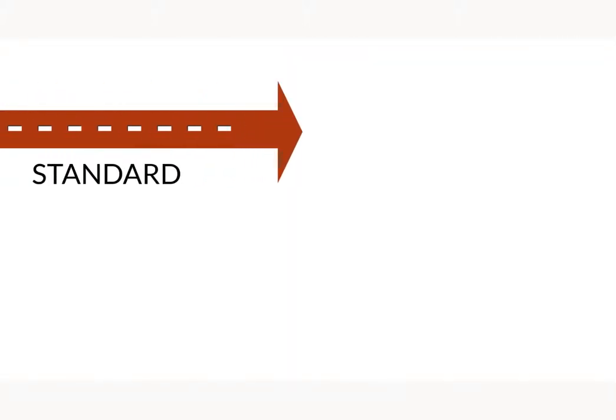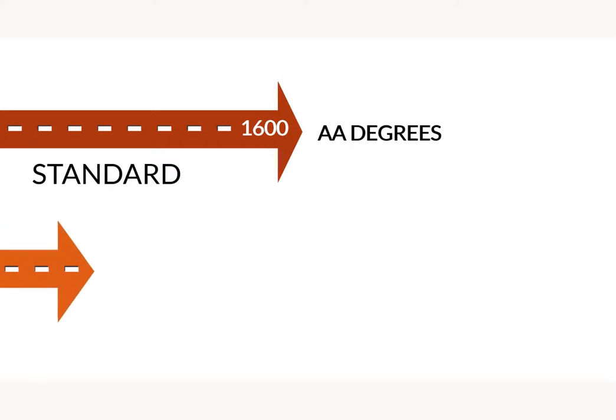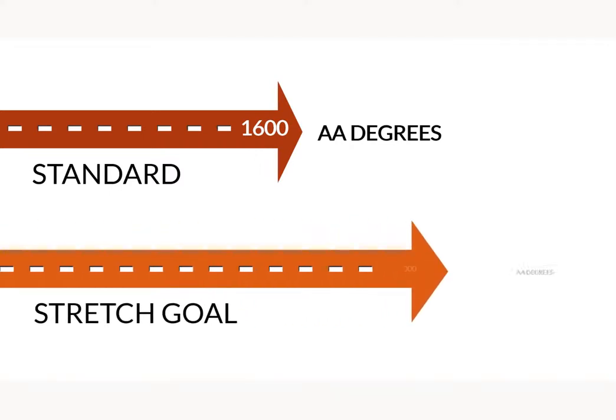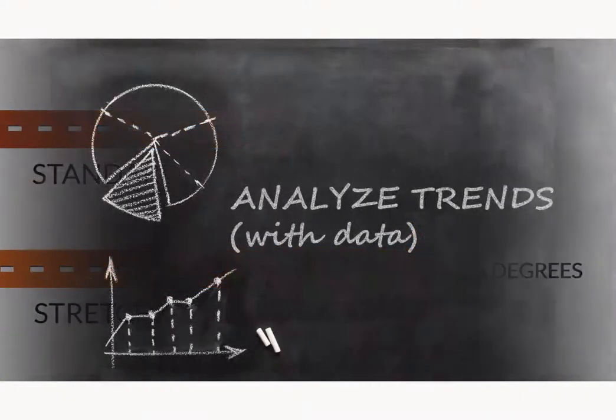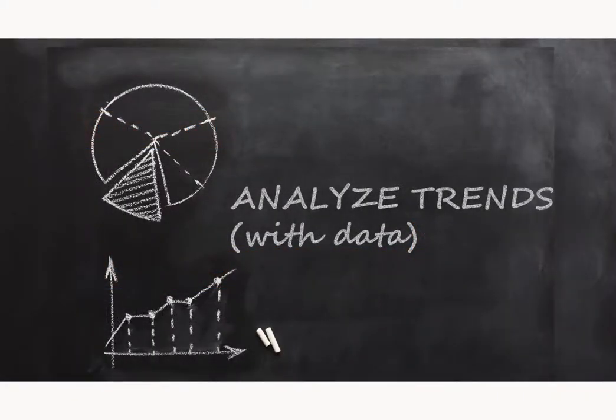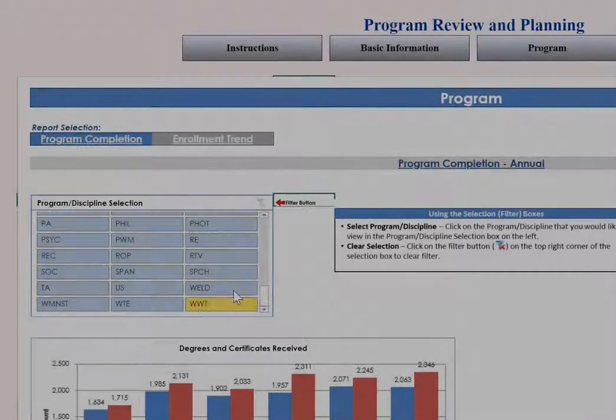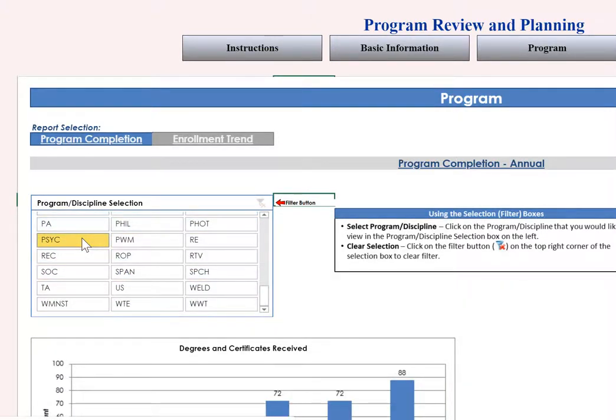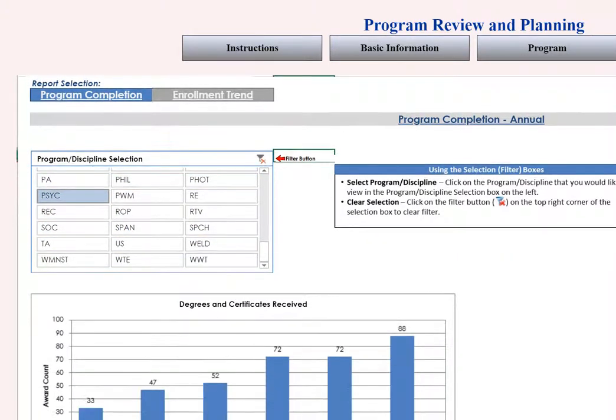For example, our current institution set standard for our annual count of AA degrees is 1,600 because that would be the minimum acceptable level. At the same time, our stretch goal is 2,000 because that is the level we hope to achieve. When establishing your own institution set standards and setting your stretch goal, you should start by looking at your trends over time. In the PRP data, we have provided 5 years of data to examine. You can access the degrees and certificates you have awarded by simply clicking on your discipline.